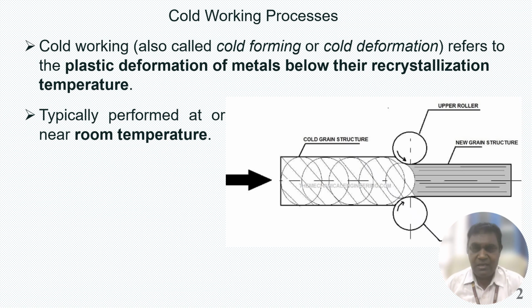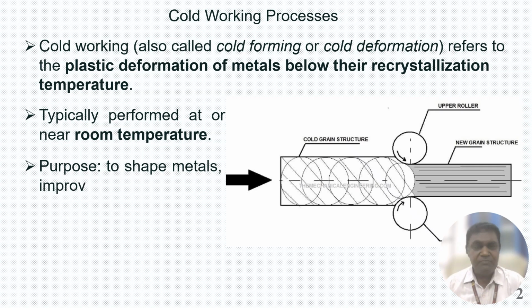Now look at this diagram. It's a cold grain structure. Under the pressure of these two rollers, the structure is reshaped into this new grain structure. The entire process is performed below the recrystallization temperature, so this process is called a cold working process. If it is performed above the recrystallization temperature, then it is called a hot working process.